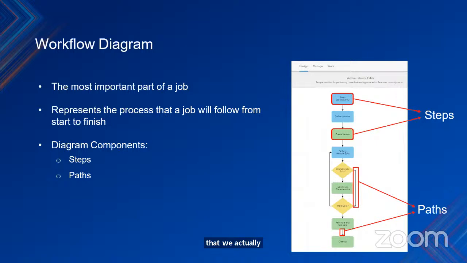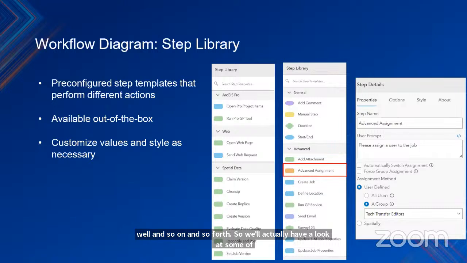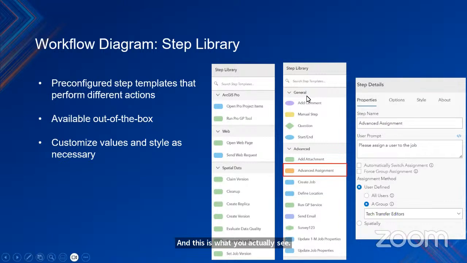We have the manual step. We have the comment. You can add a comment. You can add a manual step. You can add a question. Right? You can also edit the job properties, and so on and so forth. So we'll have a look at some of those steps. They are very, very straightforward. And this is what you see the moment you open your web user interface. And you've heard me talk about adding a comment, adding a manual step, adding a question, start or end. Start or end really defines when you want to end the process.